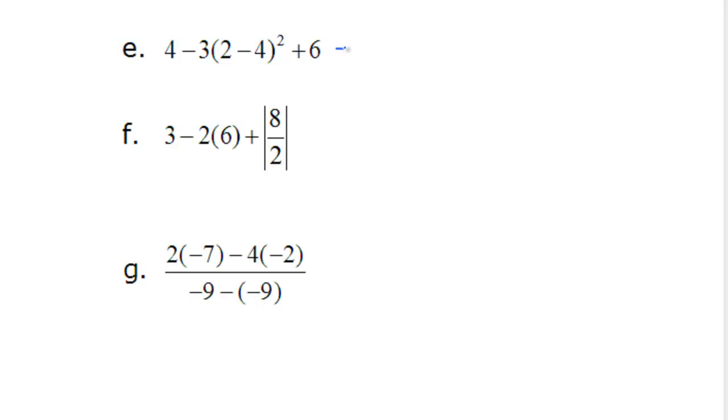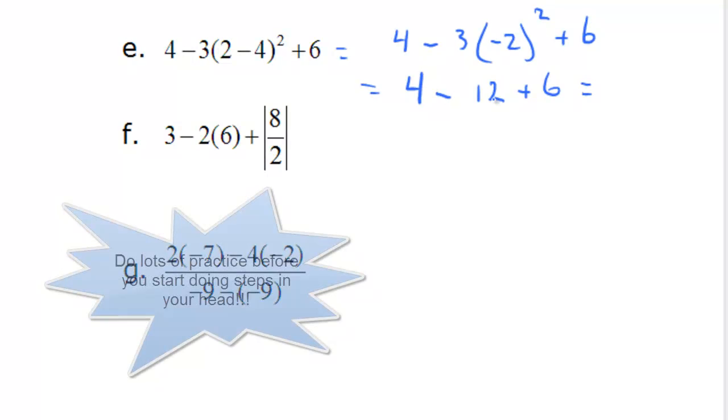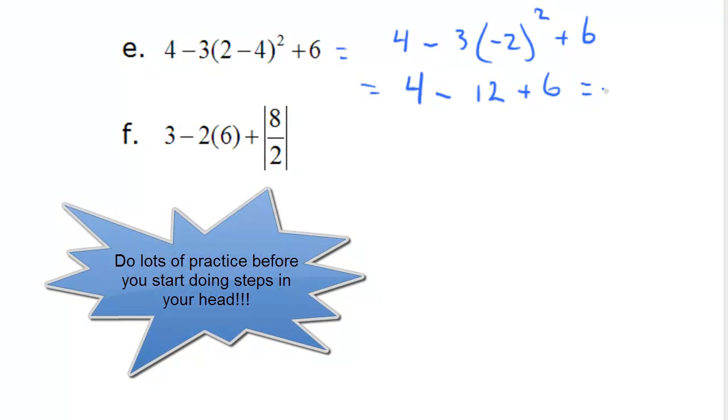So continuing then, the answer for this one gives us 4 minus 3 times negative 2 squared plus 6. And maybe we'll do a couple of steps in our head here. 3 times negative 2 squared, that's 4, times 3 is 12, plus 6. So 4 minus 12 is negative 8, plus 6 is negative 2.